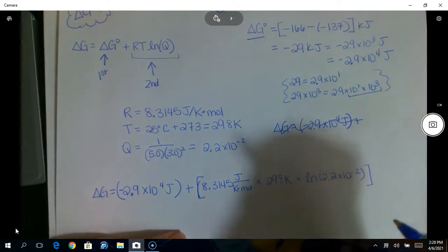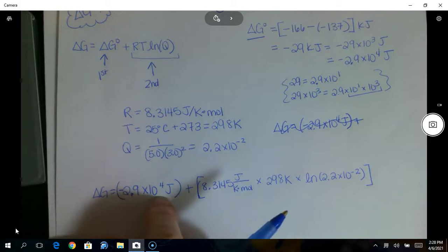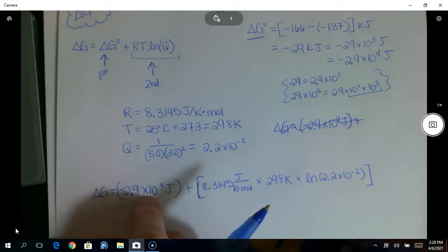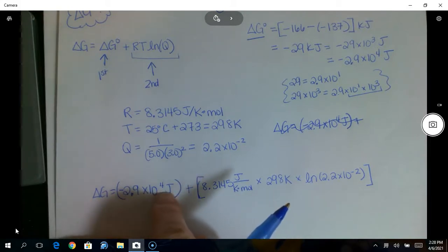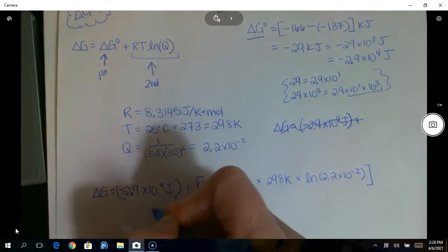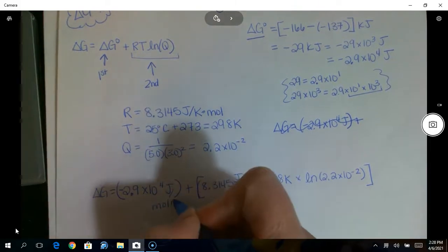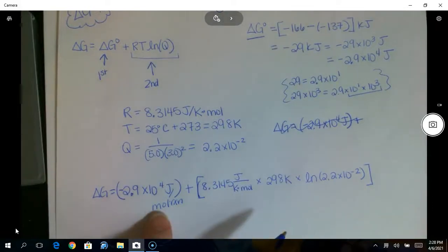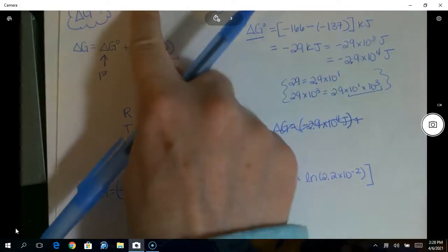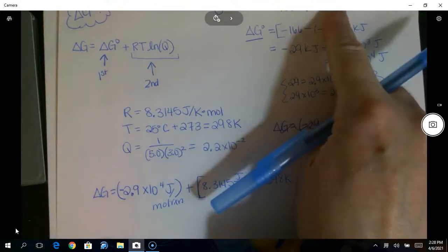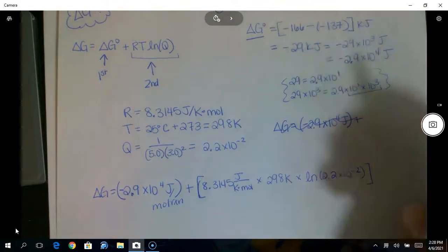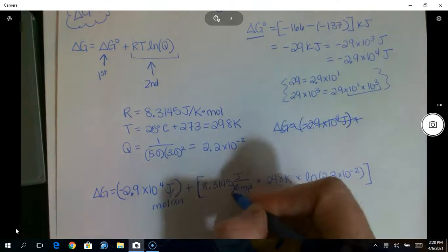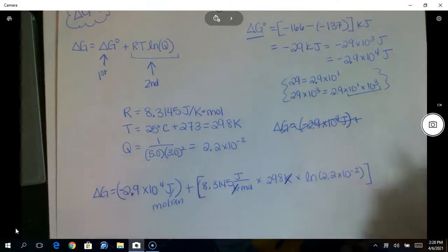Okay. I also want to note that this delta G standard happens for every mole reaction, because it's for that whole thing. Sometimes you just write the joules, but remember this is for every time this reaction happens once, so per mole reaction. Our kelvins are going to cancel.